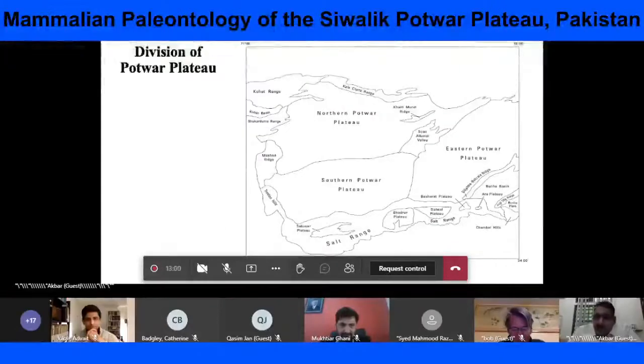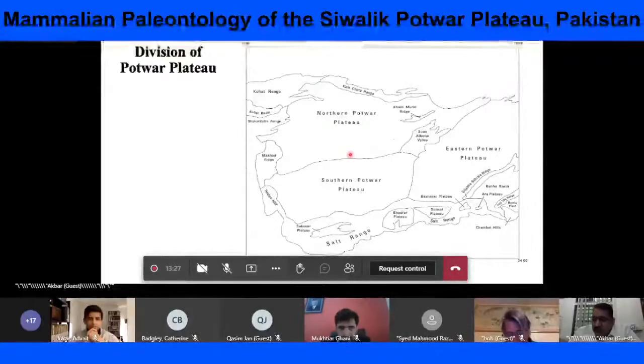Here, Potwar Plateau is an elevated area in the Punjab province, covering mainly Jhelum, Chakwal, Mianwali, and Attock districts. It has been divided into three parts: Northern Potwar Plateau, Southern, and Eastern Potwar Plateau. Actually, Northern and Southern Potwar Plateaus are well studied, while the eastern part is less explored.